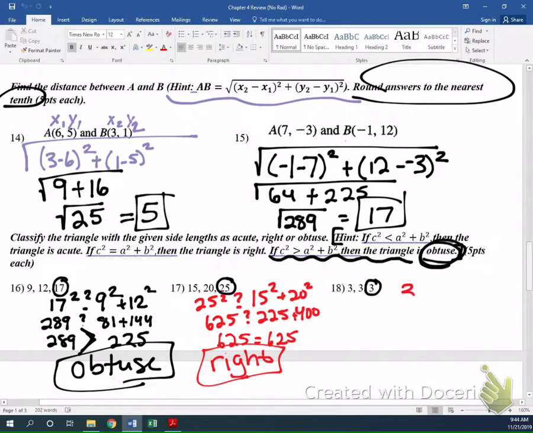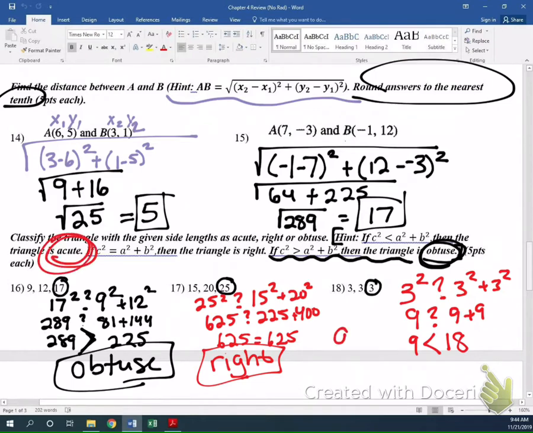All right, 3 squared question mark. You can probably already see what's going to happen here. That's going to be 9 plus 9. It's obviously bigger. The a squared plus b squared part is bigger. When that part is bigger, what do I have? Acute. A cute little triangle. Questions? No.